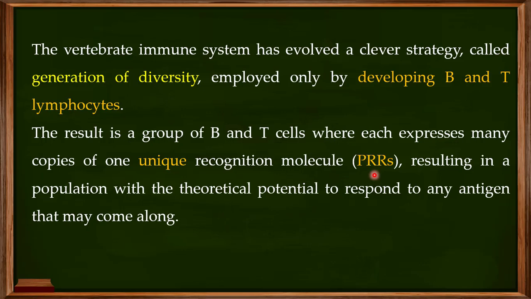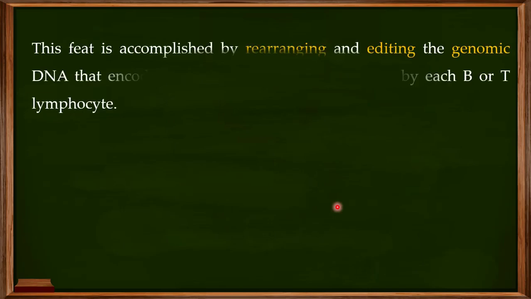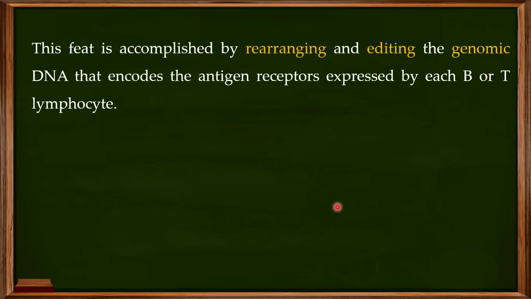Now, this results in a population with the theoretical potential to respond to any antigen that may come along, because you are going to get a lot of B and T cells with different recognition molecules on their surfaces. Now, this feat is accomplished by rearranging and editing the genomic DNA that encodes the antigen receptor expressed by each B or T cell. The number of genes for these receptors is limited. What that means is that you have to rearrange the DNA, you have to edit the genomic DNA so that you can express a lot of PRRs on specific B and specific T cells.